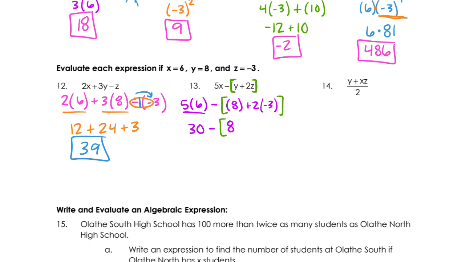We cannot put 2 signs in a row. It is either plus 6 or minus 6. Never, ever, ever, ever, ever plus a negative. That is something that you would lose points for because those signs are not simplified enough.